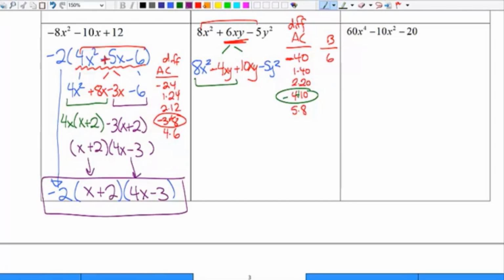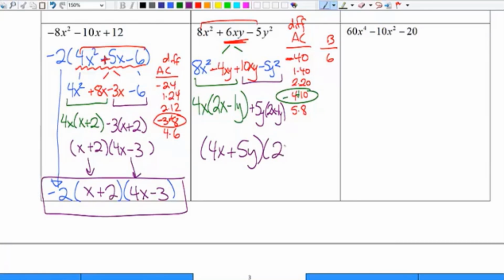Next, I'm going to break these up into two groups. So that gets me what? 4x as a GCF, 2x minus 1y. On the purple group over here, I'm running out of room. That's a positive 5y, and that's 2x minus 1y. So I have 4x plus 5y and 2x minus 1y. The factors can be in either order.